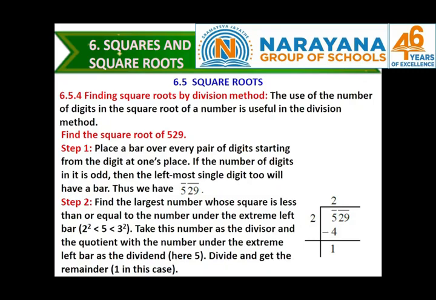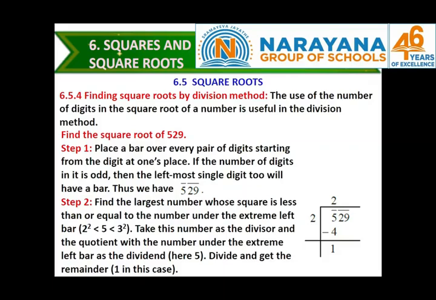I want to find the square root of 529 using the division method. In step 1, place a bar over every pair of digits starting from the digit at one's place. So, give a bar for every two digits from the right side onwards. In 529, from the right side, the 2 digits are 2 and 9, I am giving one bar for this pair. Next, it has only one digit, 5, so I give a bar for the one digit. It is nothing but 05. Suppose it is 1225, I give one bar for 25 and one bar for 12. I am grouping the two different pairs.